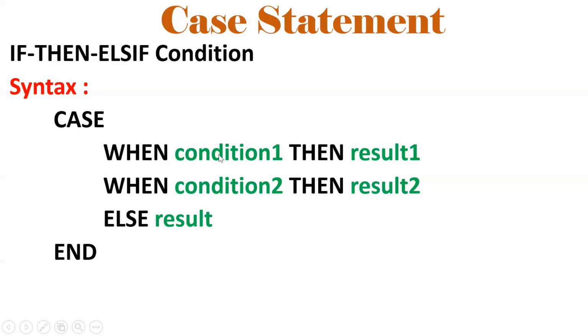Only when the first condition is not satisfied will it go to the second condition. This is important. So when both conditions are satisfied, what happens? It will take only the first condition. It won't go to the next condition. Hope this is clear.